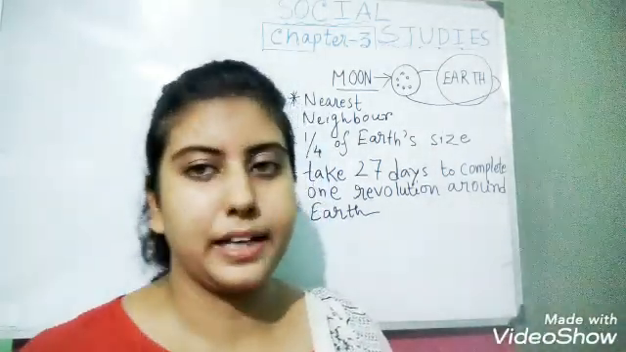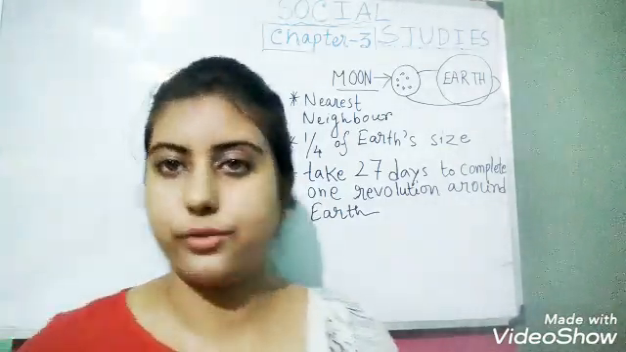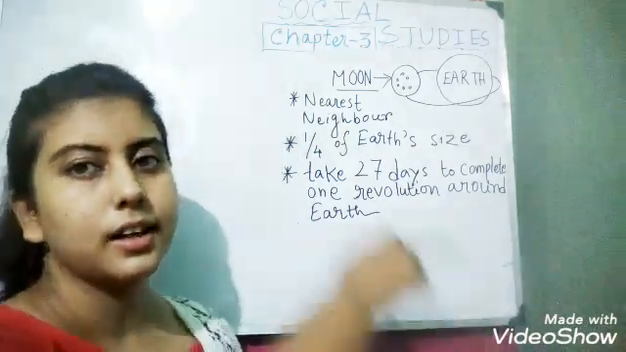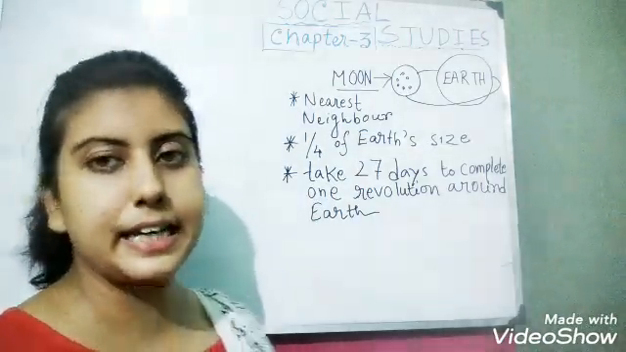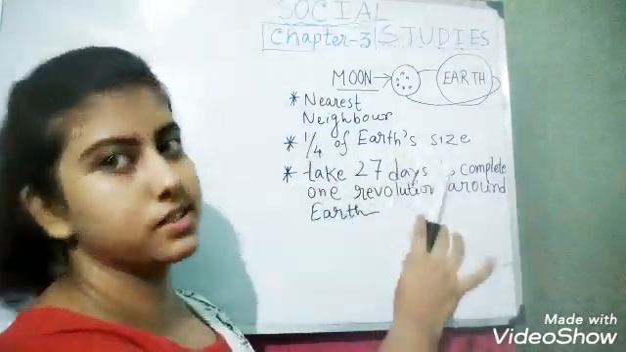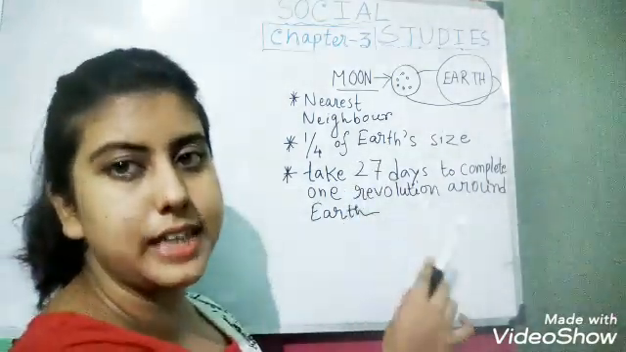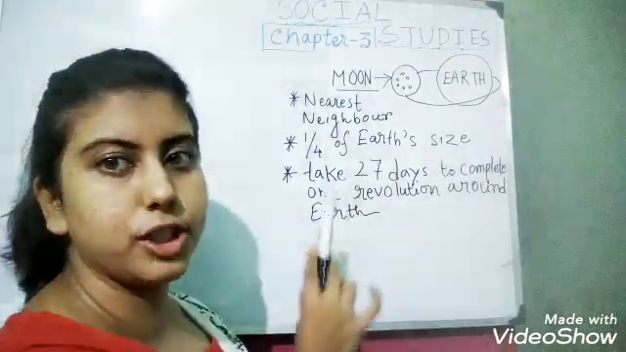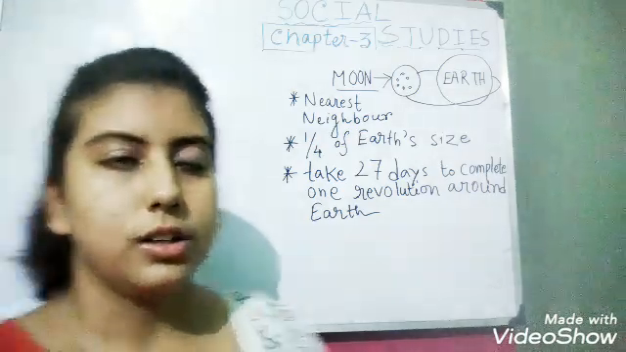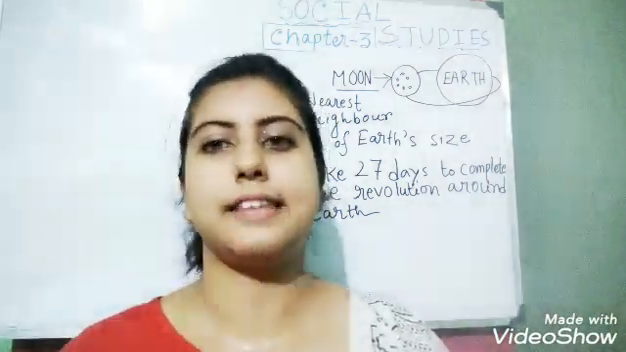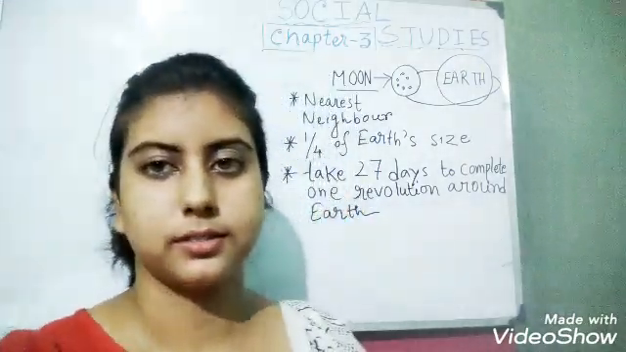Now, I will explain this to you. Before that, let's recap the facts. The moon is the nearest neighbor of our earth. It is 1/4 of the earth's size. And the last one, it takes 27 days to complete one revolution around the earth. Now let's know why we can see the same side of the moon from our earth.